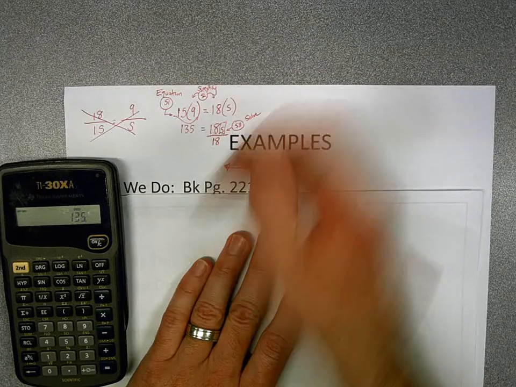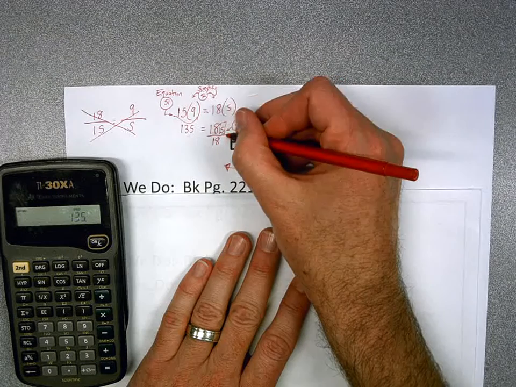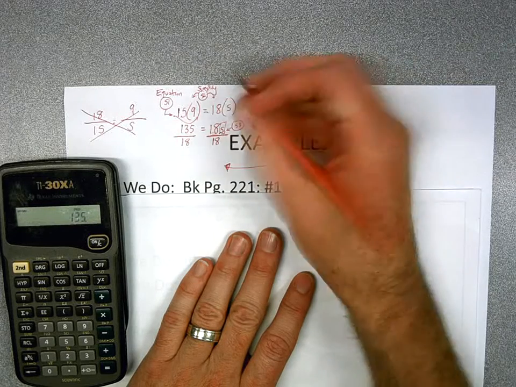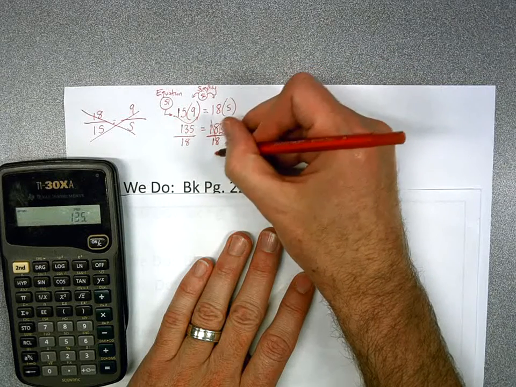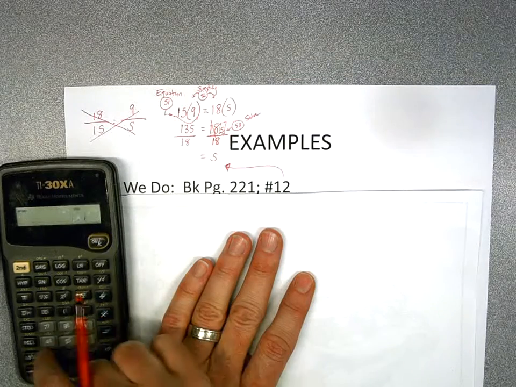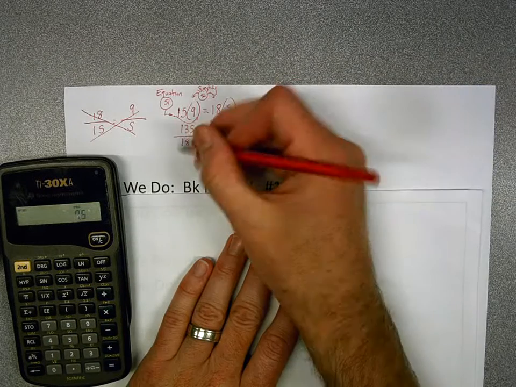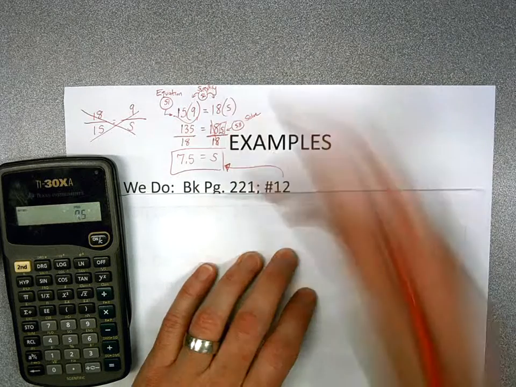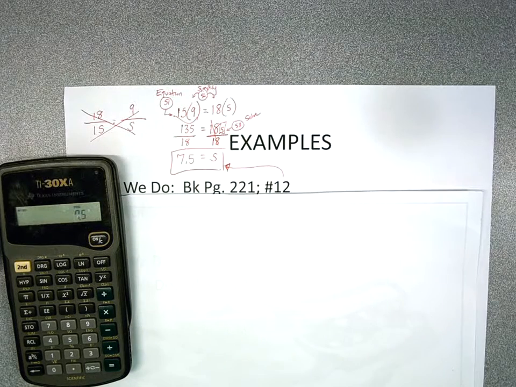And don't forget, of course, with one-step equations, it's like being fair. Whatever you do to one side, we're going to do to the other. And so this is what gets rid of the 18. So we end up with s is equal to 135 divided by 18. And we end up with 7 5/10, or 7.5. And that's our answer.